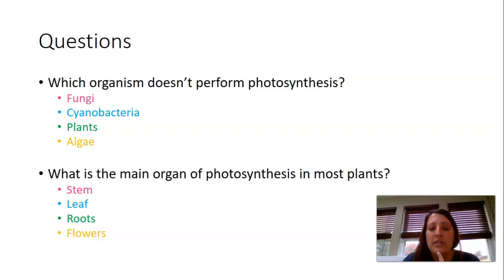Next question. Which is the main organ of photosynthesis in most plants? Is the main organ going to be stems, leaves, roots, or flowers? That was an easy one, right? Hopefully you answered leaves. Now again, it says most plants. We will see in later chapters, as we talk about plant structures and functions, that not all plants have photosynthesis taking place in their leaves, especially if they have modified leaves or modified stems. But for the most part, photosynthesis is going to take place inside of leaves. So we call leaves the organ of photosynthesis.